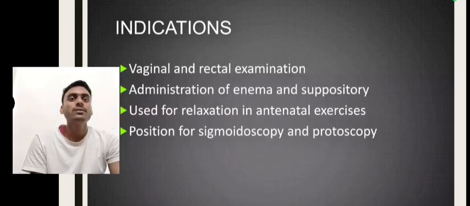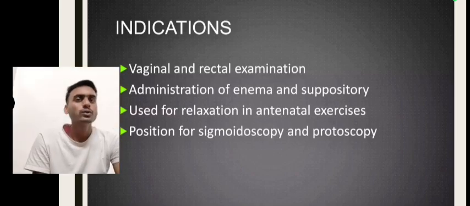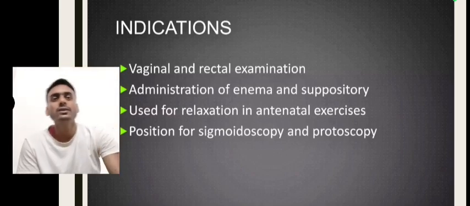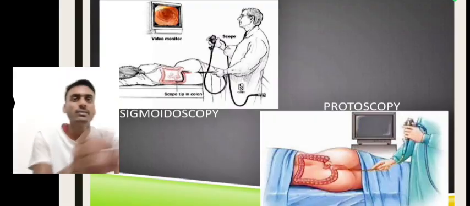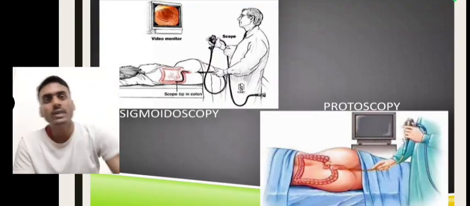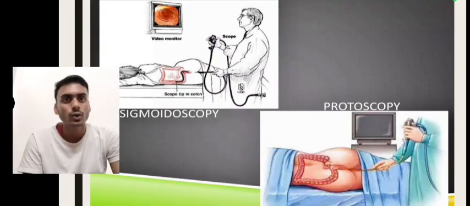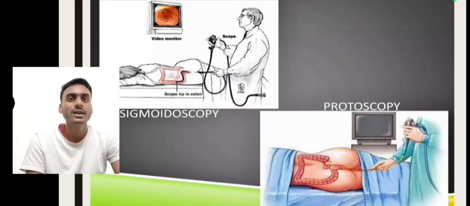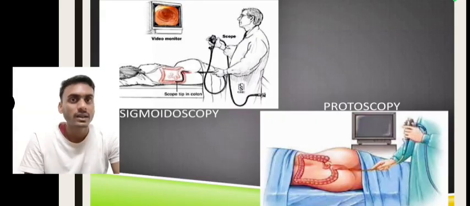Okay, and position for sigmoidoscopy or proctoscopy. Sigmoidoscopy is a thin tube just inserted into the anus. You can easily understand by this image. Insert it into the anus and assess the colon area, rectum, and sigmoid areas. If the patient has any kind of polyps or hemorrhoids, or any kind of cancer cells, at that time you just assess the area.